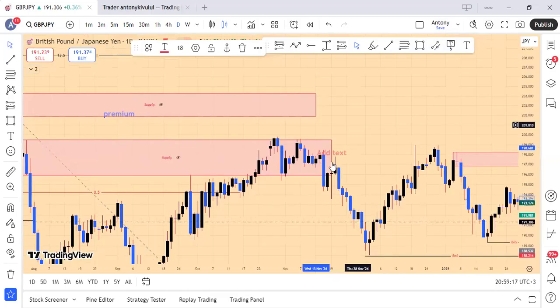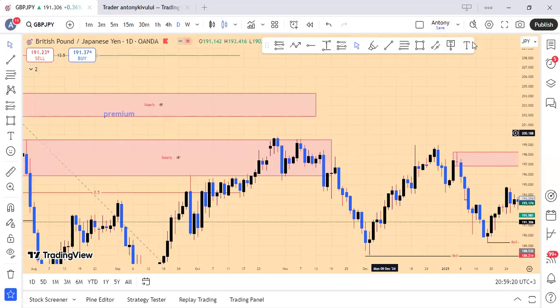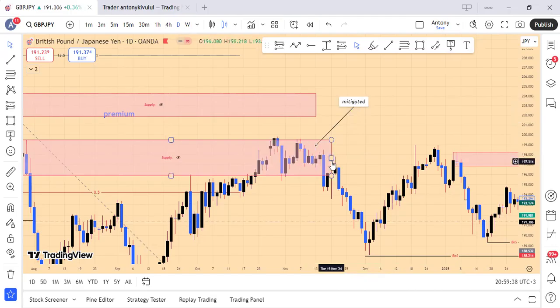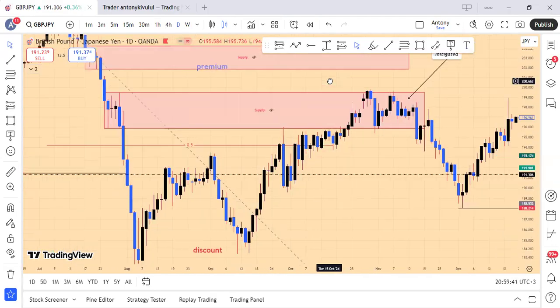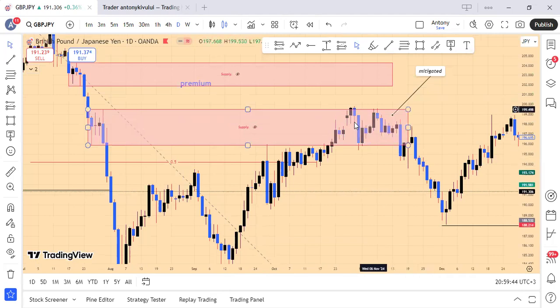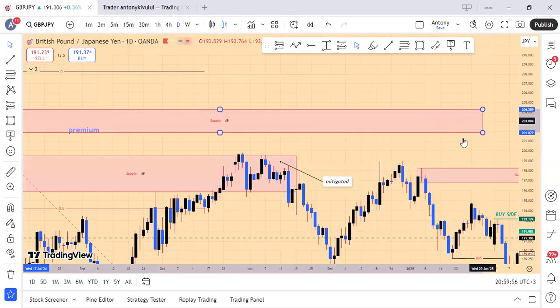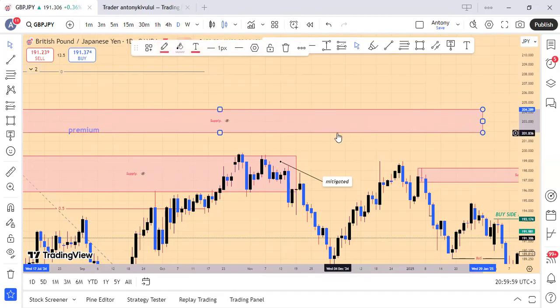Let me show you here. I don't want that, I want this one. So now you can say this area is mitigated. That means it will no longer be my point of interest again. So in case this zone of mine fails, I will not look at this zone again since it is mitigated. Mitigated means it is no longer a point of interest for me. Now I will look for the next supply zone or the next point of interest.